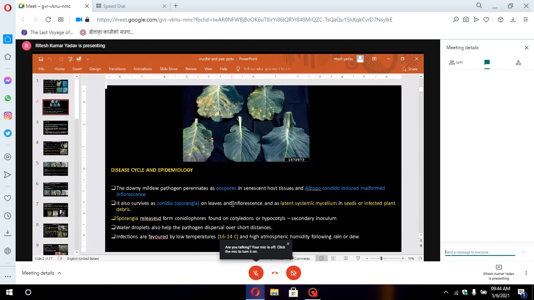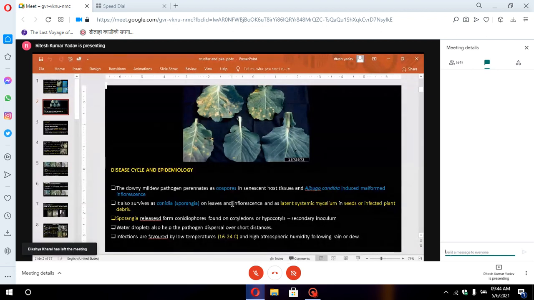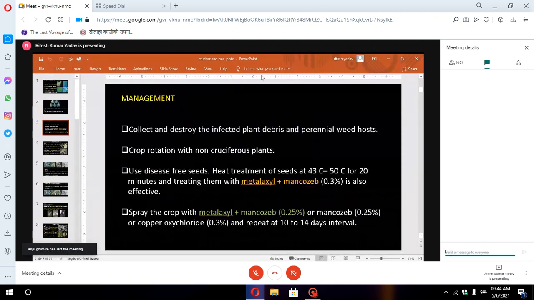In case of Peronospora, zoospore differentiation does not take place, so they germinate directly by producing a germ tube. That's why they are considered as conidia. So they can also survive in infected, or since the infection is systemic, they can survive in the silique or in seeds of crucifers. So this is about the disease cycle and epidemiology. Now about the management.